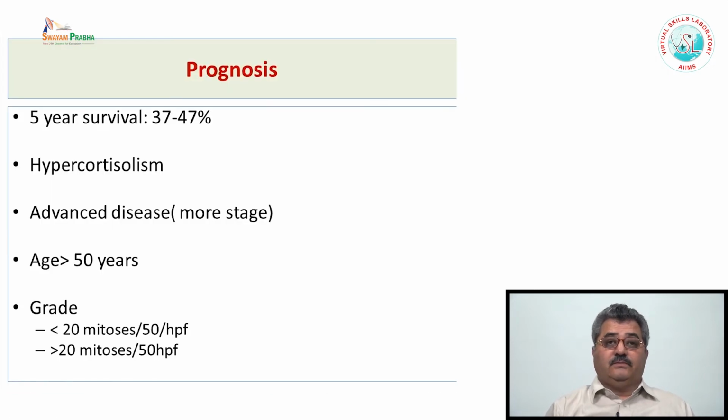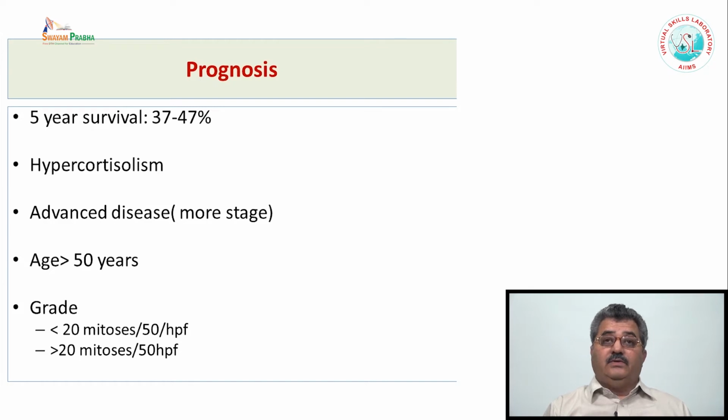The prognosis depends upon the grade of the tumor. Usually the 5-year survival is 37 to 47%, and if most of them present with hypercortisolism, then the prognosis is bad. The stage of the disease is also important. People who present at a later or advanced stage, or who are more than 50 years old, have a worse prognosis. Recently, many studies have graded the adrenal tumors, and according to WHO, they can be low grade or high grade, depending on the number of mitoses.